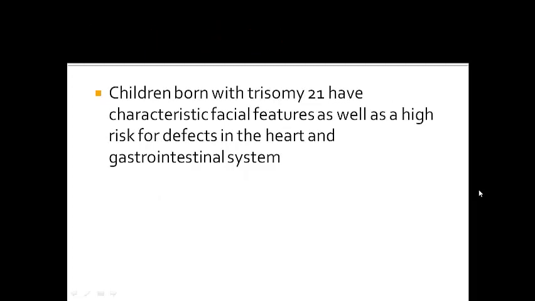Children born with trisomy 21 usually have characteristic facial features, so they have a certain facial appearance that will basically allow you to recognize them as having this chromosomal defect. Trisomy 21 also puts them at a high risk for heart defects. So this congenital anomaly or this chromosomal abnormality results in defective heart development and also results in defective development of the GIT.